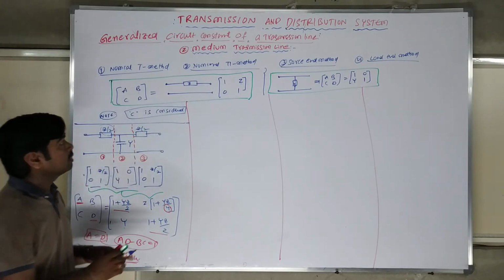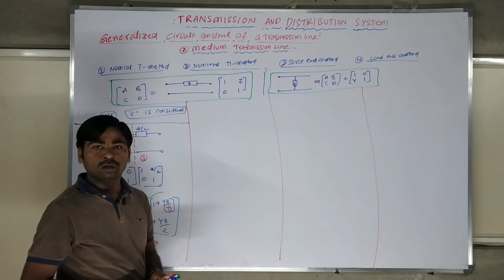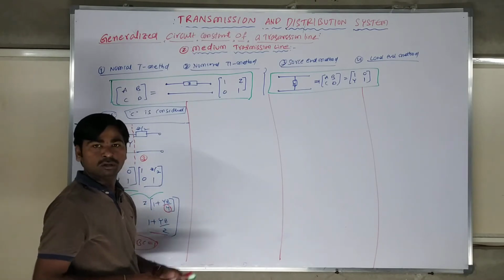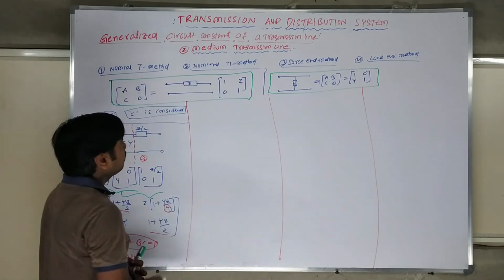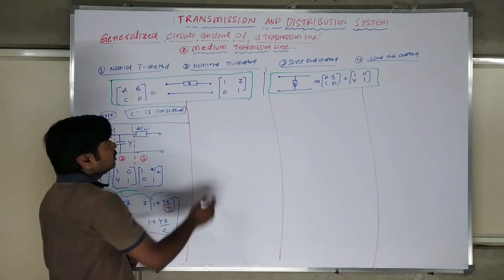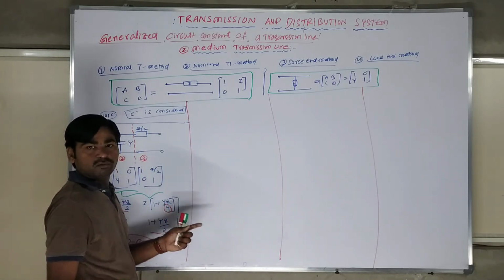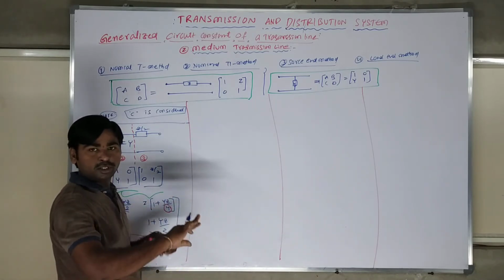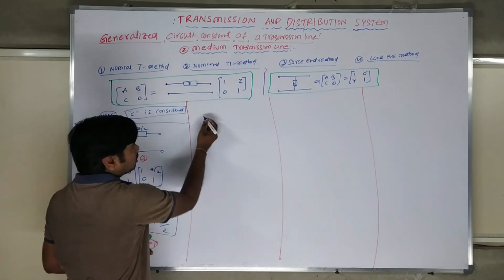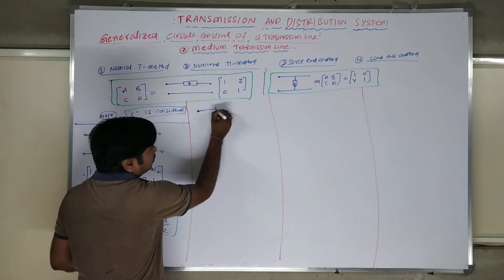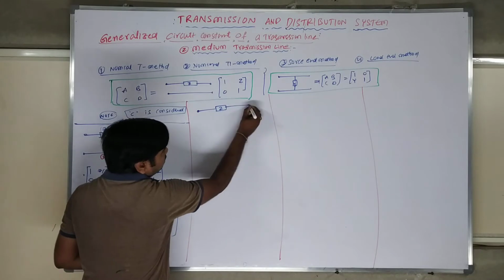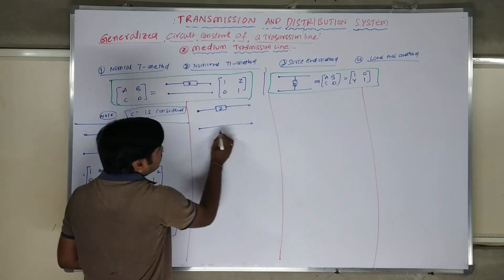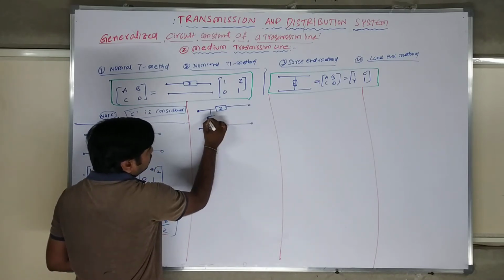Now I switch to the nominal pi method. The nominal pi method is a very easy method compared to the nominal T method. Let me draw the diagram to explain. In this, the impedance stays as it is, but the capacitance, that is the admittance, is divided into two parts.